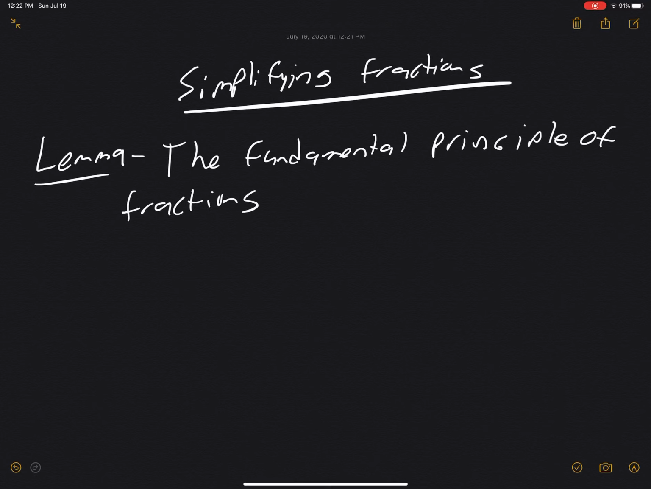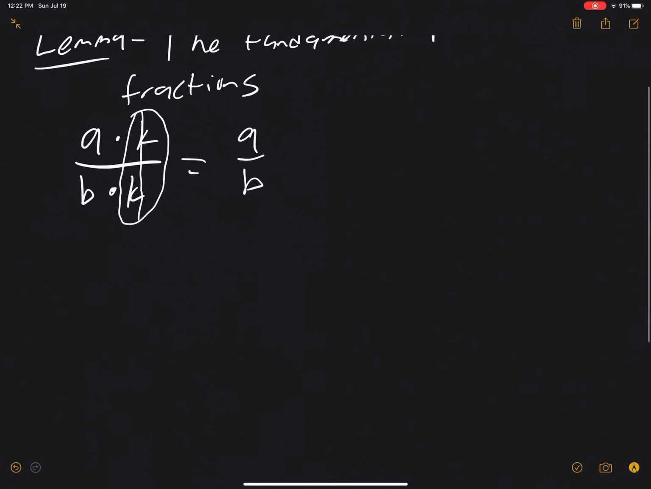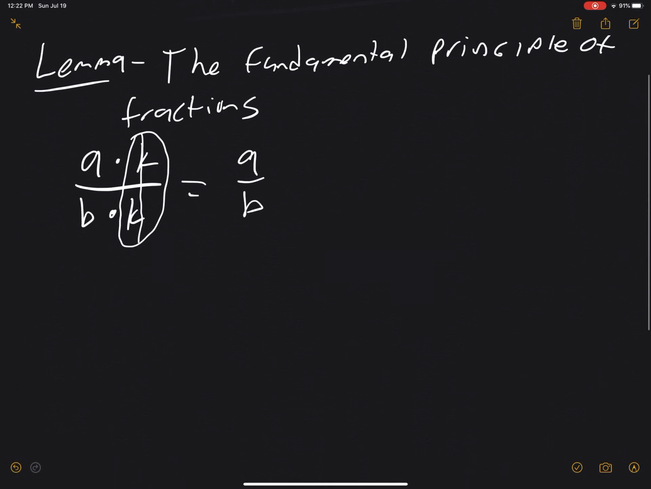And the fundamental principle of fractions is pretty simple. It just states that if we have a times k in the numerator of a fraction, two numbers being multiplied together, and we have b times k, two other numbers being multiplied together, but they both include a k, if we have a times k over b times k, you can cancel out the k's and just end up with a over b. So a lot of the time when we're doing this algebra terminology with letters, you can't really understand what it's trying to say, but it will become very clear once we do a numerical example.